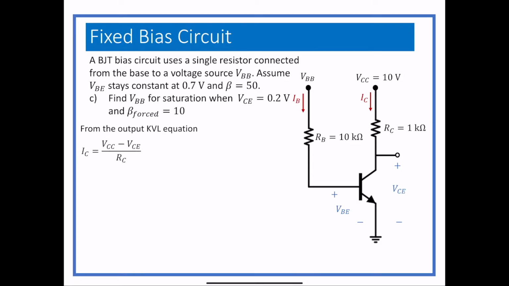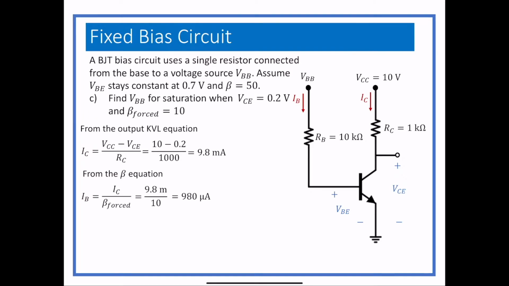Do the same process. We find the current's 9.8 milliamps. It didn't go up very much. Just a little bit, but that's the most current you're going to get out of it. That's not going to change. The beta equation gives IB of 980 microamps, which is a lot more than the last time. So the base current went up a lot, but the collector current didn't go up much because beta is dropping to make up for that. And then we can find VBB, and it's 10.5 volts. So it went way up, and basically the more you turn it up, the base current will keep going up, but the collector current will not.